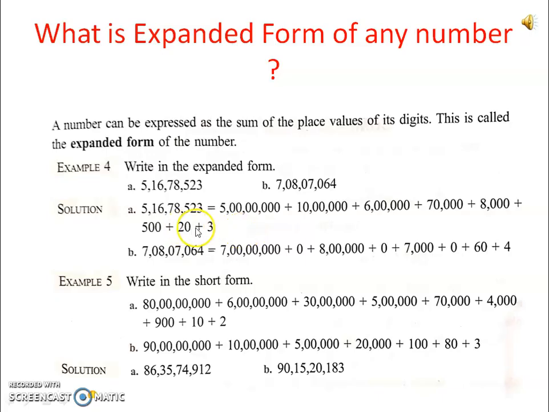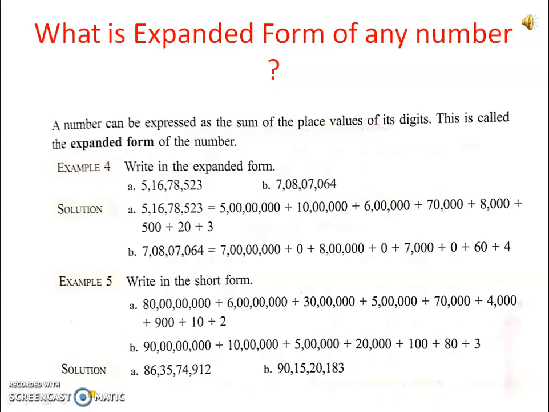5,16,78,523 is equal to the place value of 5 first of all, that is 5 crore. So we will write 5 crore, then plus place value of 1, that is 10 lakh, plus the place value of 6, that is 6 lakh, plus the place value of 7, that is 70,000, plus the place value of 8, that is 8,000, plus the place value of 5, that is 500, plus the place value of 2, that is 20, plus the place value of 3, that is 3 itself. Okay, so this is the expanded form of the number 5,16,78,523.